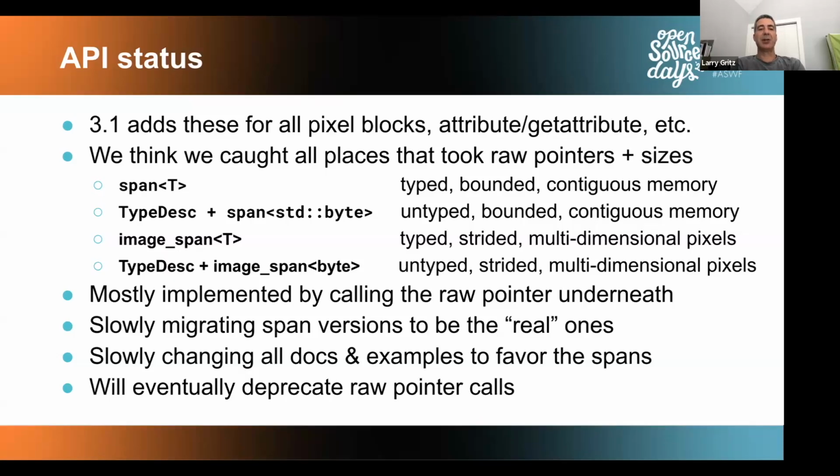Some things take a span of arbitrary type or a type desc and a span of bytes. Those are cases where we know the thing is going to be contiguous. And other things that are sort of more image-like and might need striding, take an image span of arbitrary type or an explicit type and an image span of bytes. So the older versions with the raw pointers still exist. So if you're stuck, you can use those, but we hope to eventually deprecate.